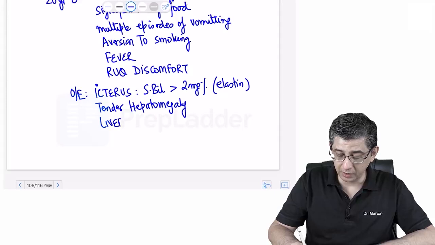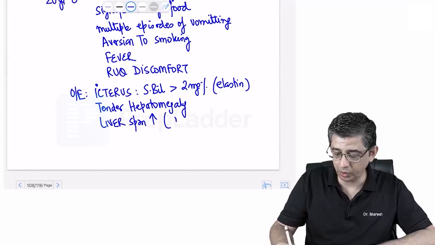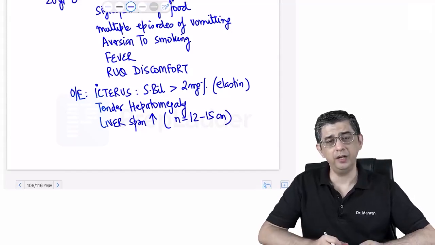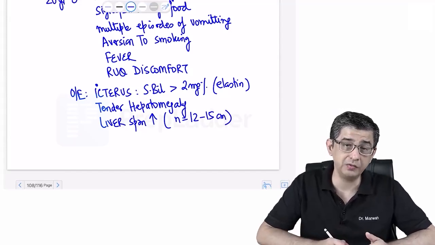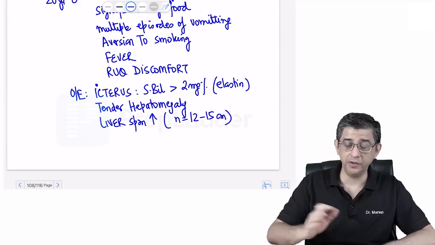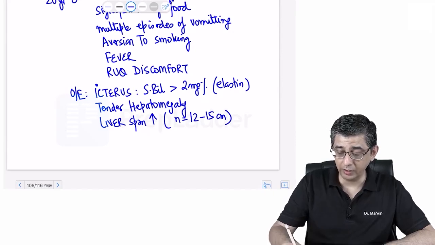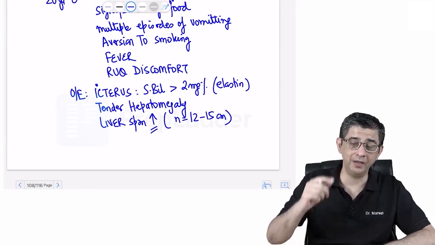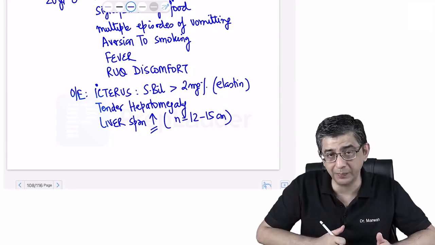On clinical examination, I did notice that the liver span of this patient is increased. You know, the normal liver span will be in the range of about 12 to 15 centimeter, and hepatomegaly per se highlights this fact that this guy's body is responding to this infection. And it is always very important for you as a doctor to actually write down the exact liver span in centimeter, whatever you were able to see.